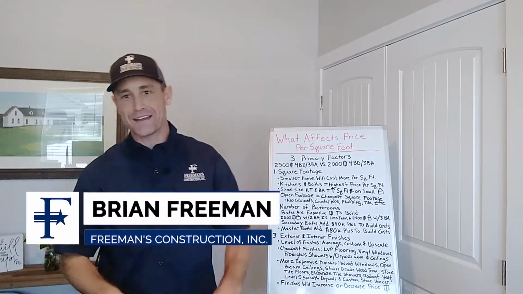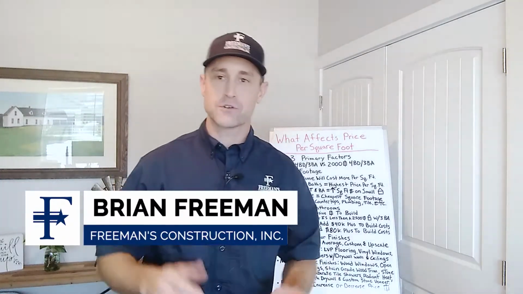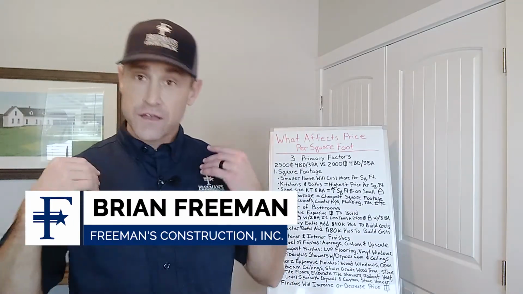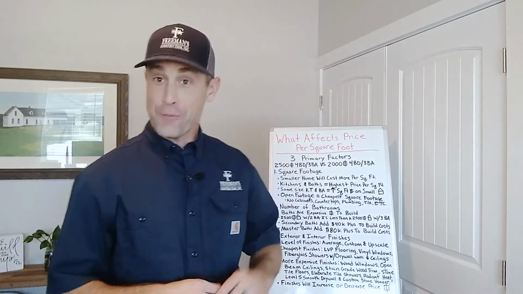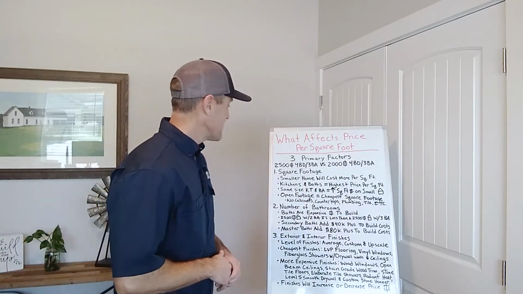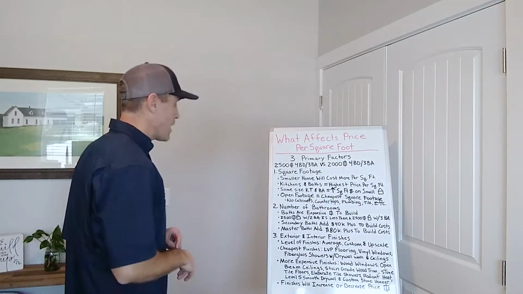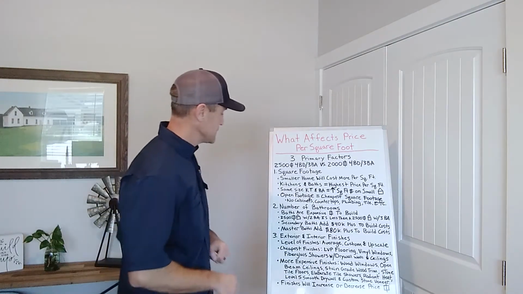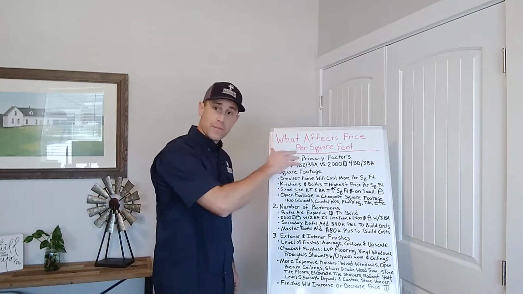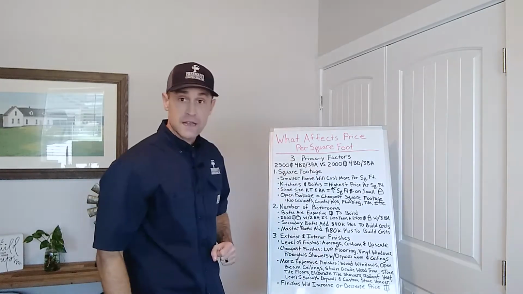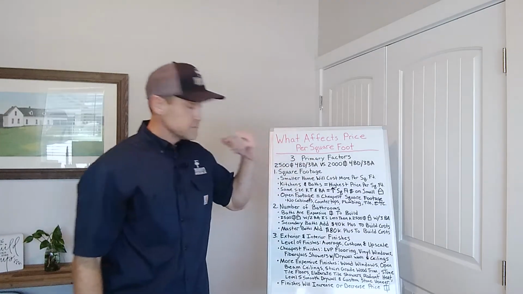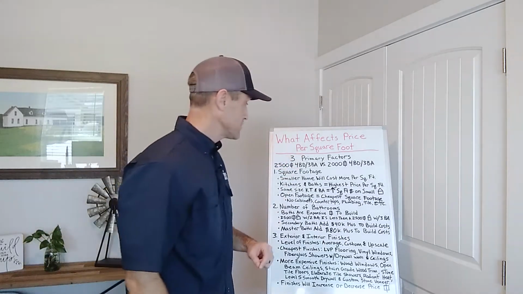Today we're actually going to be talking about what affects the price per square foot if you're building a custom home. So if you're in the process of budgeting to build a custom home, I'm hoping this will help you. We're going to talk about an example of a house that is 2,500 square feet and it's got 4 bedrooms and 3 bathrooms. And we're going to compare it to a home that's 2,000 square feet that has the same amount of bedrooms, 4 bedrooms, and same amount of bathrooms. So we got 3 bathrooms in this one as well.